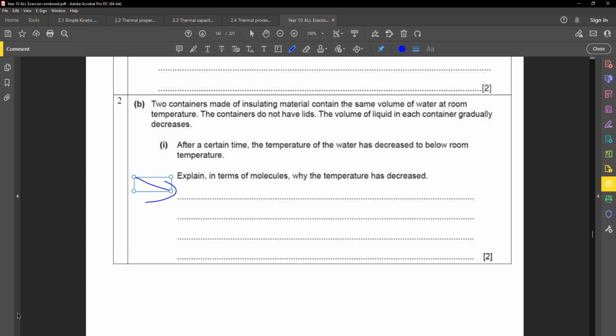Evaporation occurs on the surface of the liquid, where the molecules at the surface escape, leaving the molecules below. Very good answer, Janet. Excellent. That's exactly what I'm looking for.